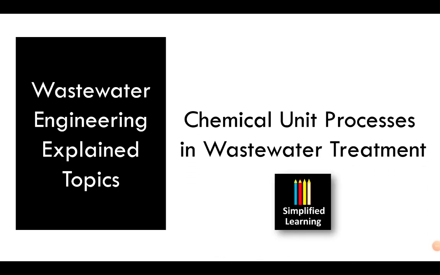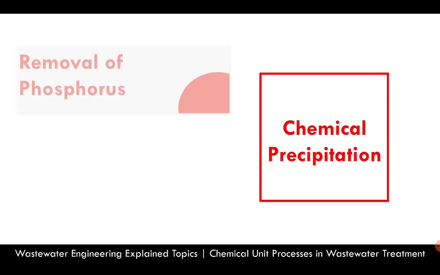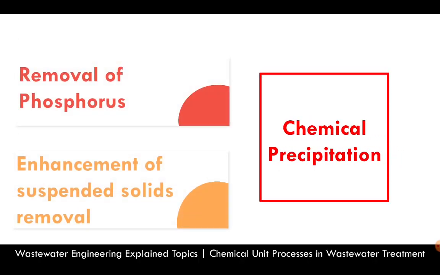So in this topic we are going to discuss the chemical unit processes in wastewater treatment, which are chemical precipitation, gas transfer, adsorption, disinfection and dechlorination. Let's take a look at each of the processes one by one. So the first chemical unit process is chemical precipitation.